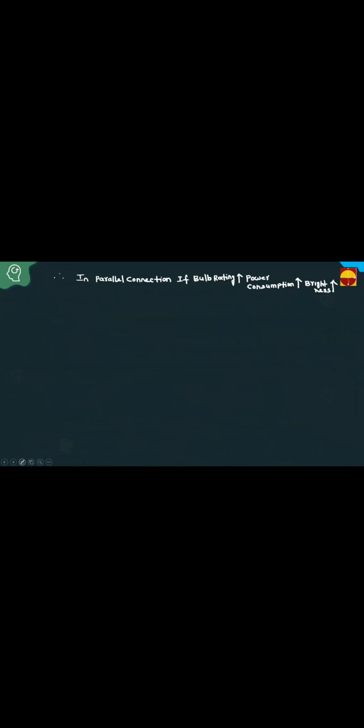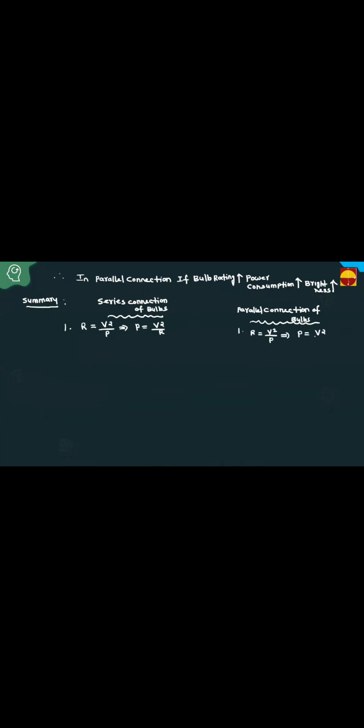Yes, this is about series connection and parallel connection. I'm writing a summary. If you take series connection of bulbs and parallel connection of bulbs, one thing is common: it may be series or parallel, R equal to V square by P, and P equal to V square by R. Here also the same: R equal to V square by P, then P equal to V square by R.